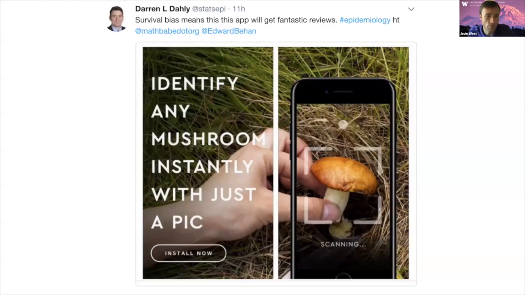Now, it also explains why you might see, this is a great example of survival bias, an app that will get fantastic reviews. You're essentially looking at an app that identifies mushrooms. As we all know, they can be incredibly dangerous. I don't think I would use an app to tell whether a mushroom's edible or not. But that's a selection bias issue for those who said it was a great app, because if they're not dead from eating bad mushrooms, then they're probably going to give it a good review. Those that got really sick, or didn't survive, wouldn't be writing a review.